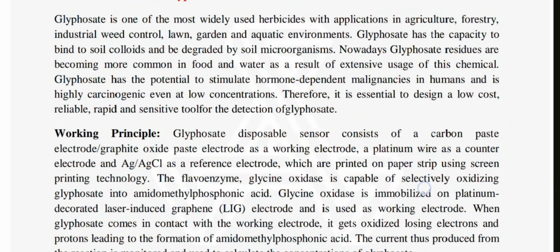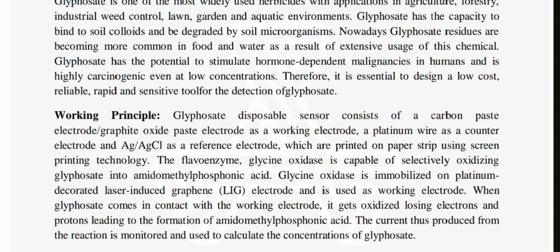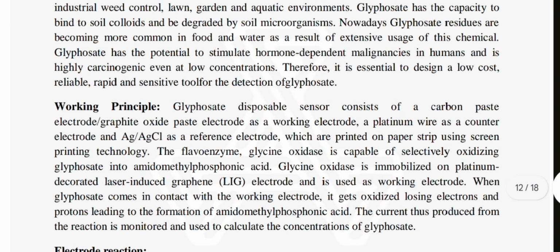Disposable sensors for the detection of glyphosate. Glyphosate is one of the most widely used herbicides with application in agriculture, forestry, industrial weed control, lawn, garden, and aquatic environments. Glyphosate has the capacity to bind to soil colloids and be degraded by soil microorganisms. Nowadays, glyphosate residues are becoming more common in food and water as a result of extensive usage of this chemical. Glyphosate has the potential to stimulate hormone-dependent malignancies in humans and is highly carcinogenic even at a low concentration. Therefore, it is essential to design a low-cost, reliable, rapid, and sensitive tool for detection of glyphosate.